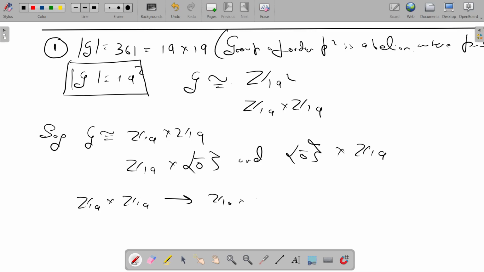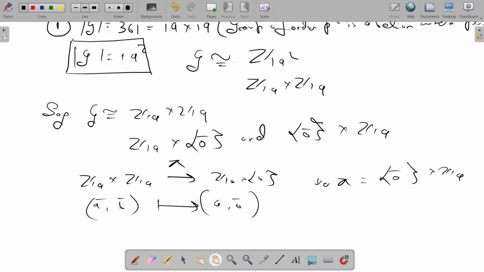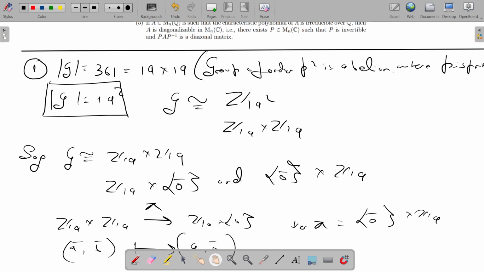So if we take a projection map, a comma b goes to a comma 0 bar. The kernel of this map pi will be basically 0 bar cross Z19, right? And using the first isomorphism theorem, we can say this.